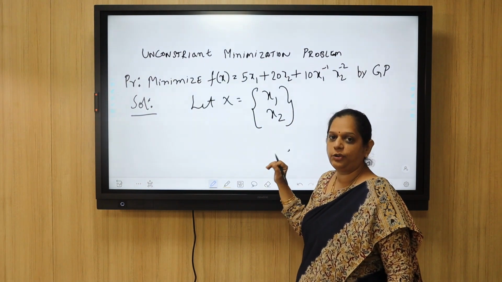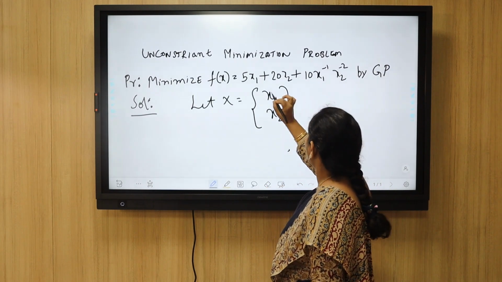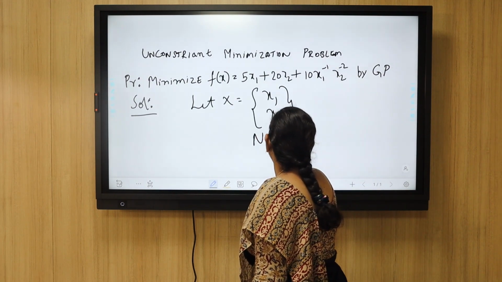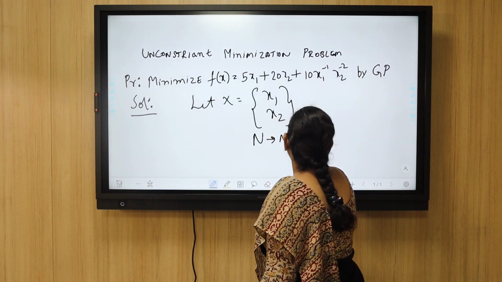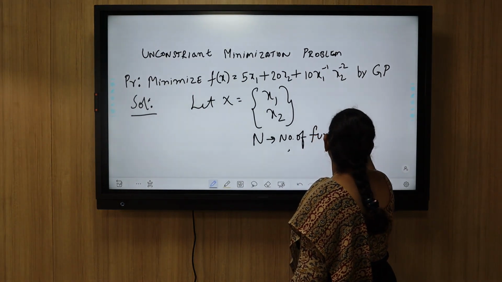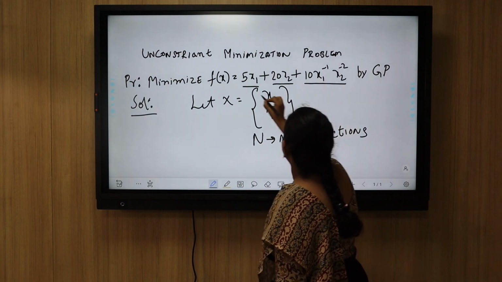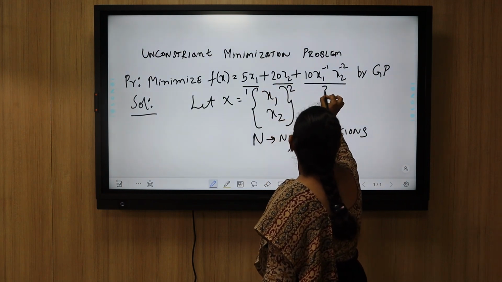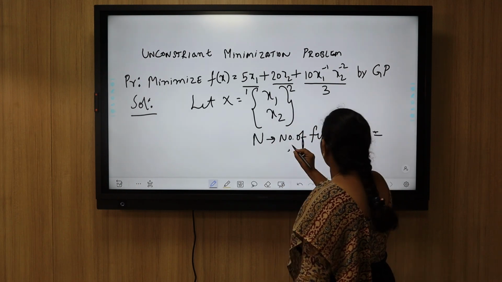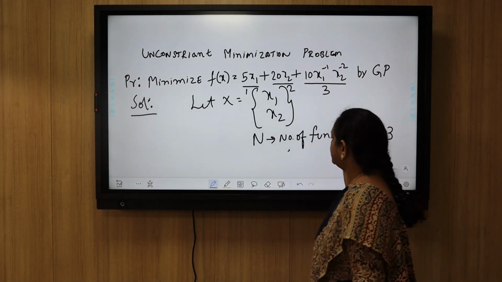So for this one you have to find the number of functions in the objective function. In the objective function, how many functions are there? Capital N is nothing but the number of functions in the objective function. How many functions are in the objective function? This is one function, this is one function, this is one function. 1, 2, 3. Three functions are given in the objective function. So the number of functions in the objective function is 3.